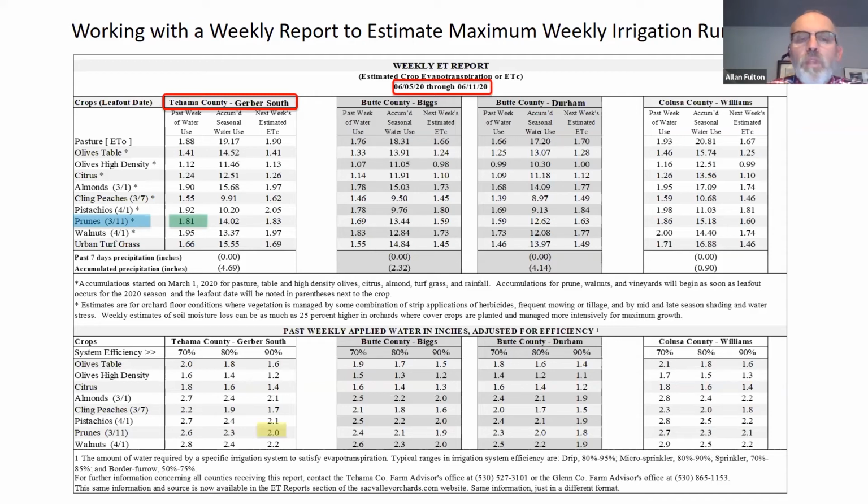Because this is drip and a fairly new system that I know has been well kept and hasn't had much wear and tear, I'm going to use a higher efficiency number of 90%. When I adjust for this, that increases my crop ET target from 1.8 to 2 inches for the week to replace. There is no rainfall to help offset the crop ET. And then just another reminder of the forecast of the next 7 days and the general steadiness of water use during the summer months.